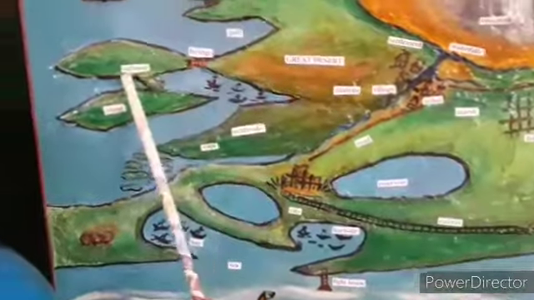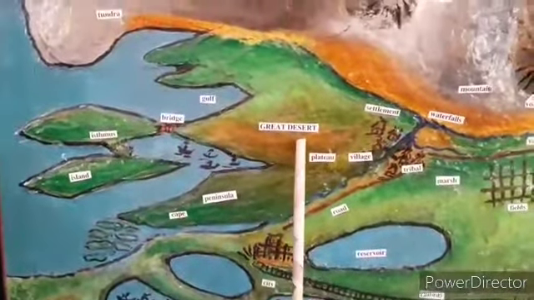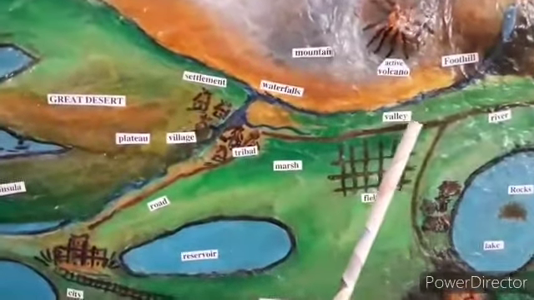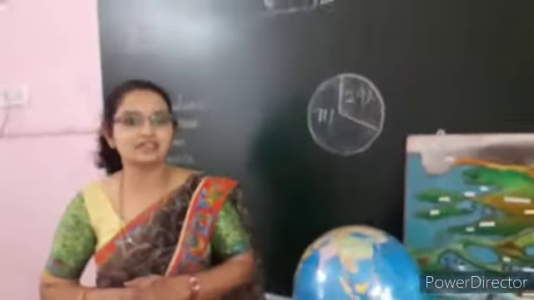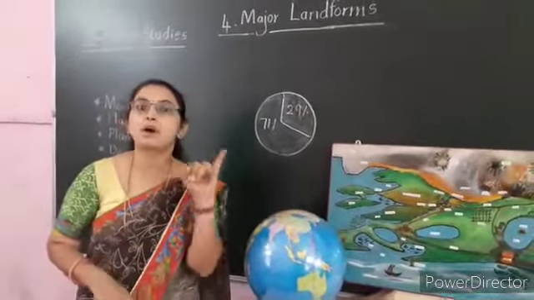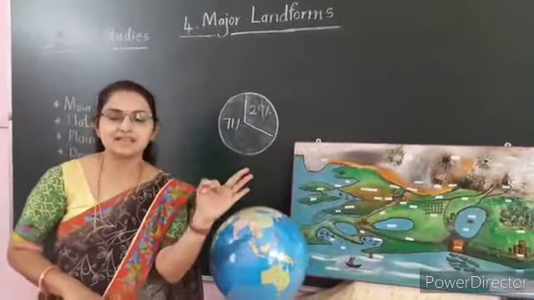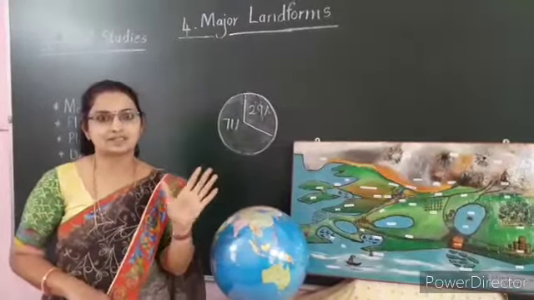like isthmus, plateau, desert, mountain, valley, volcano, etc. The major landforms on the Earth's surface are mountains, plateaus, plains, deserts and rivers.